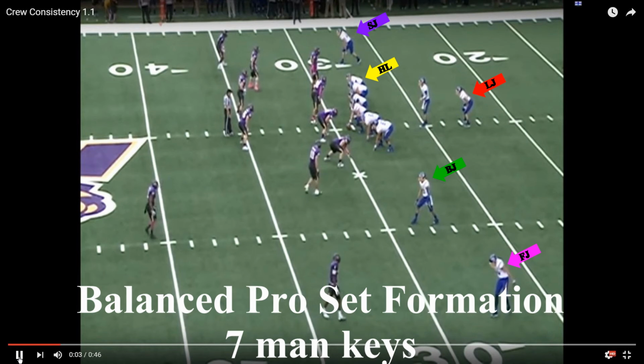We've already reviewed the keys for a crew of 7 in a balanced formation. Once again, the head linesman's key is the second receiver in on the head linesman's side, indicated by the yellow arrow. The line judge's key is the running back, indicated by the red arrow. The back judge's key is the second receiver in on the line judge's side, indicated by the green arrow. The field judge has the widest receiver on the line judge's side, indicated by the pink arrow, and the side judge has the widest receiver on the head linesman's side, indicated by the purple arrow.